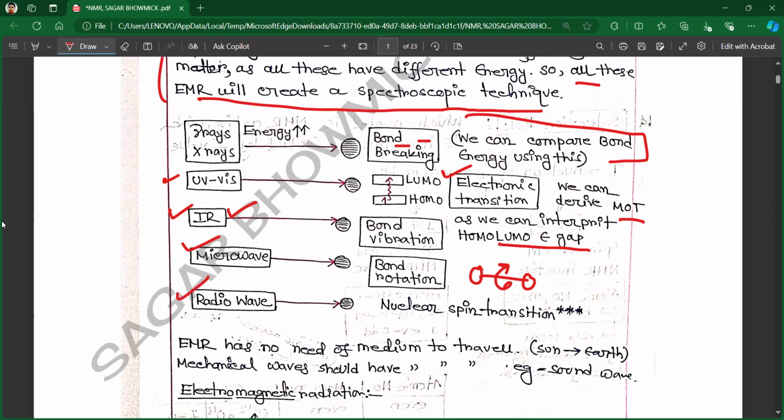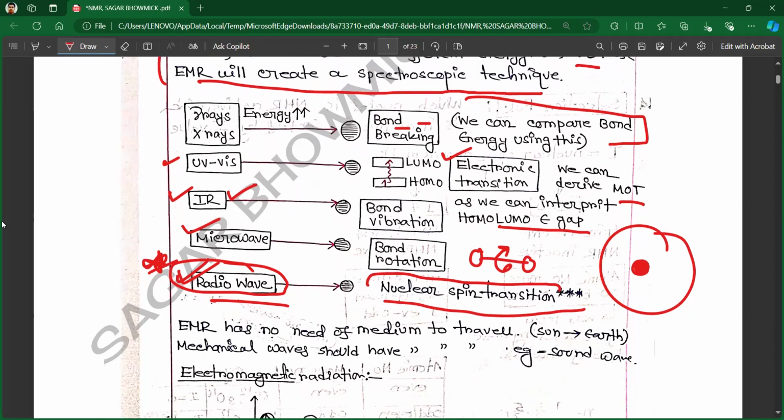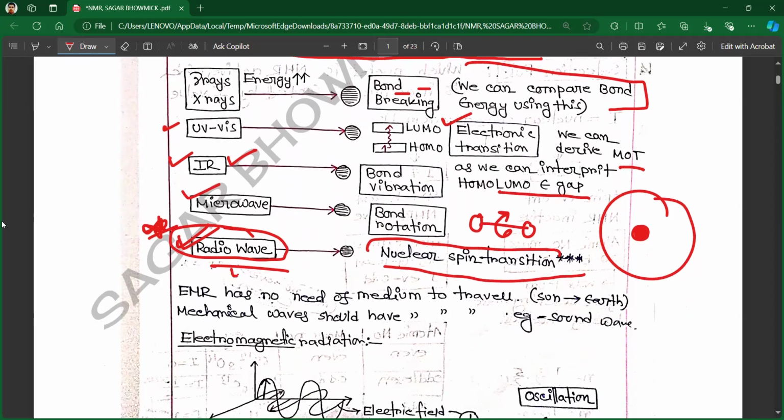Now our important wave is the radio wave. This is nuclear spin transition. That means in a molecule we have atoms, and in an atom we have a nucleus. In the nucleus, spin transition occurs if we apply radio wave. So in this spectroscopy, nuclear magnetic resonance spectroscopy, we will use radio wave.